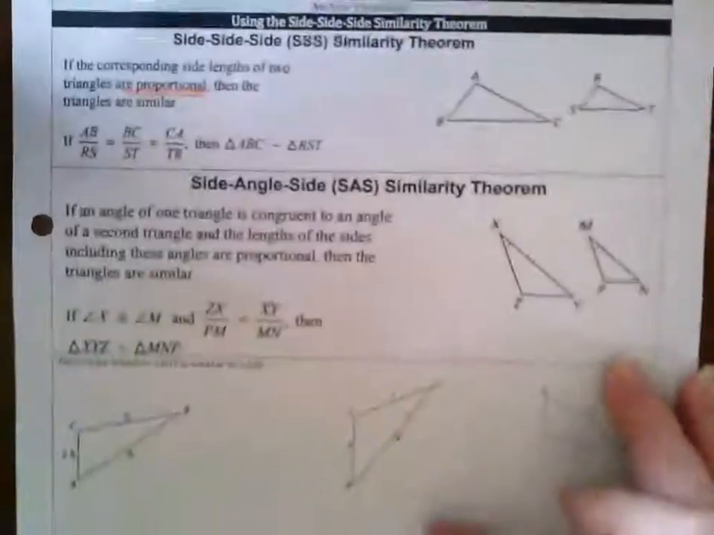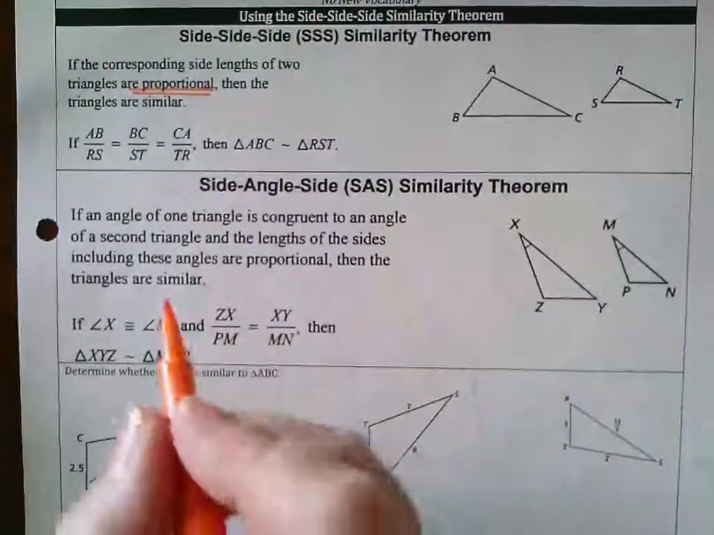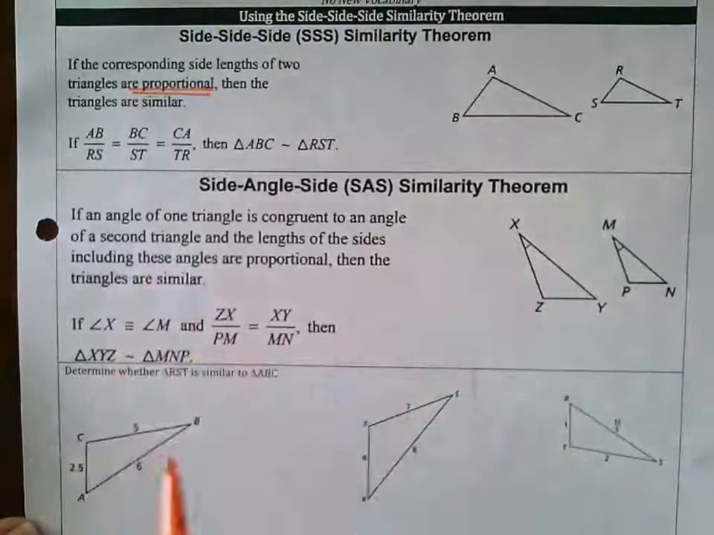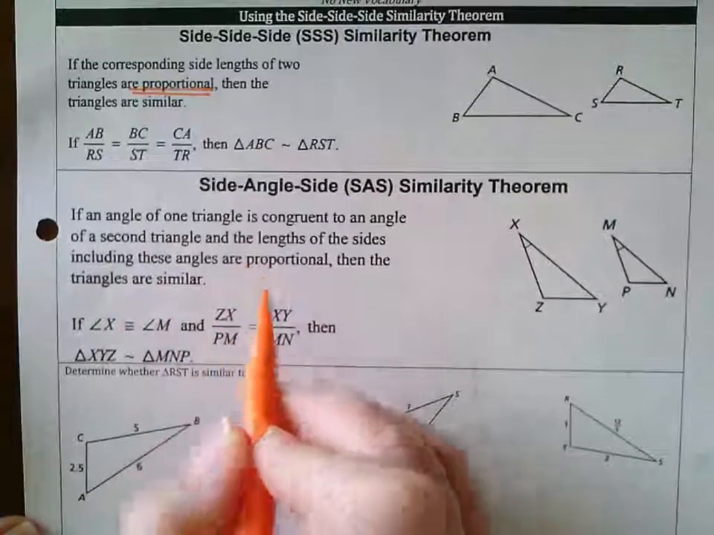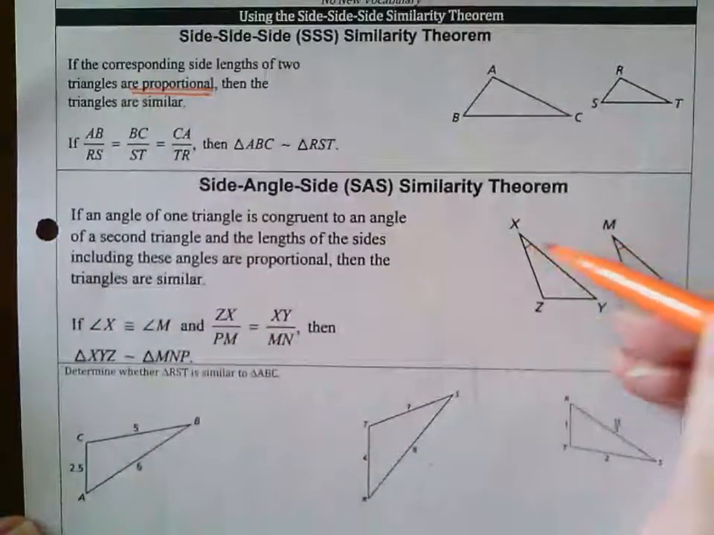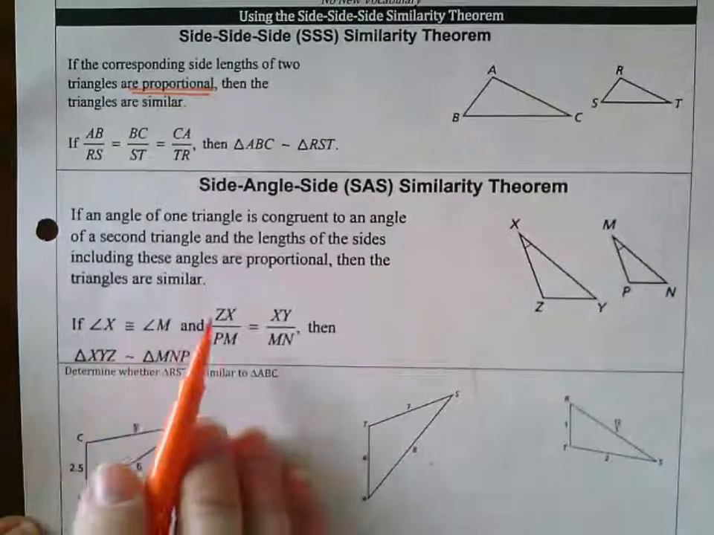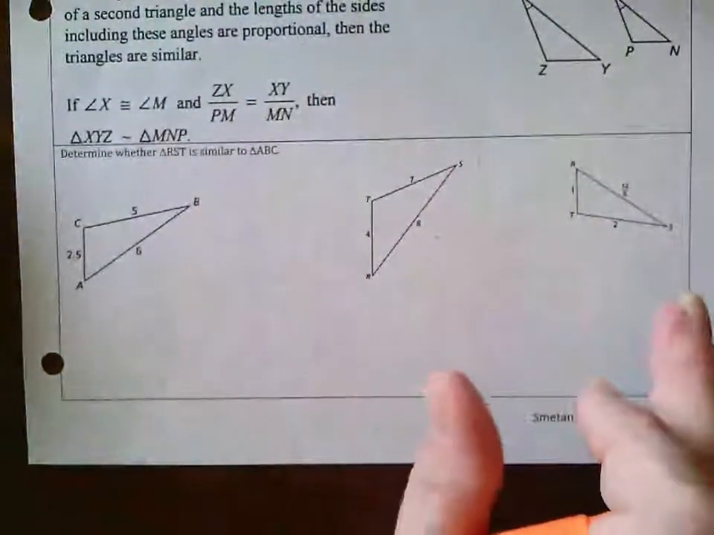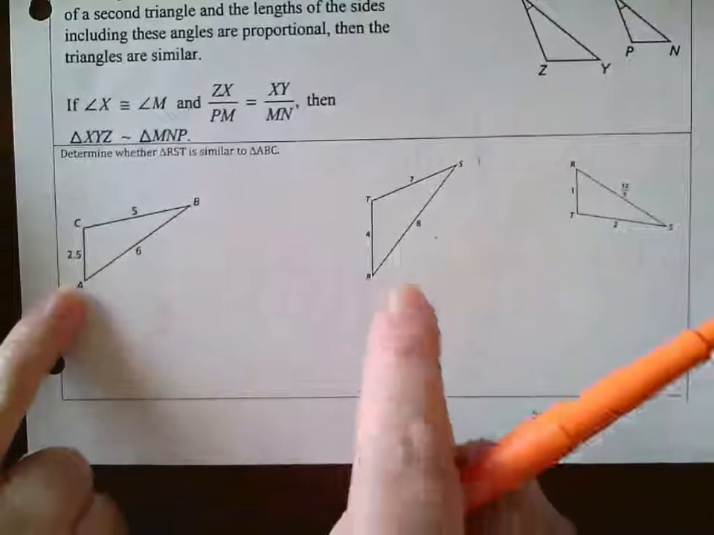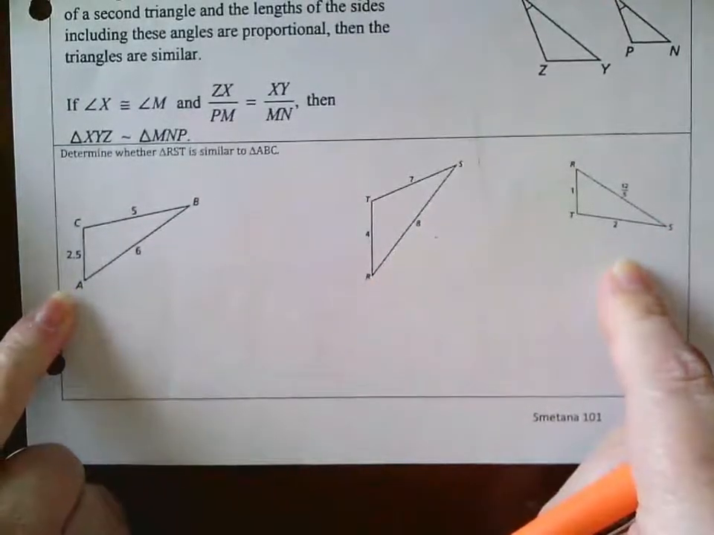Now the side, angle, side similarity: the angles are congruent and the lengths are proportional. So you have congruent angles and proportional lengths. So it's basically the same thing we've done in the past, just a little twist on it. And if you're looking at this triangle right here and trying to figure out which one of these is similar, you're going to set up a proportion to find that out.